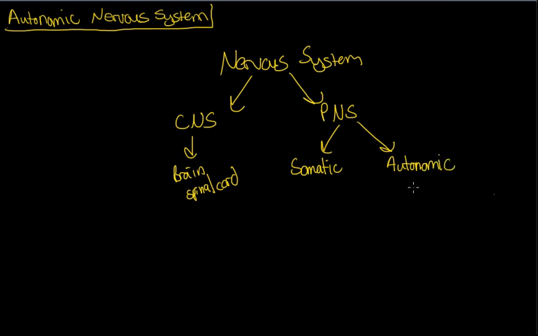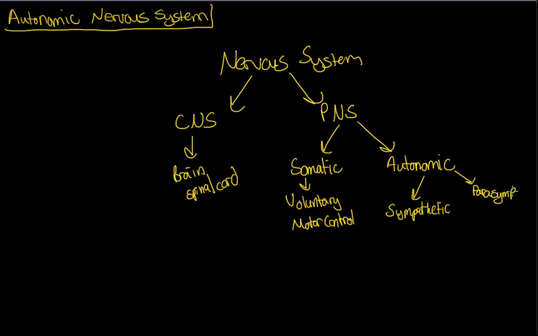Now, your somatic nervous system is motor control, voluntary motor control, so walking, talking. And then your autonomic nervous system, which is broken down into your sympathetic nervous system, sympathetic, and parasympathetic nervous systems. Sympathetic, squeeze it in there.